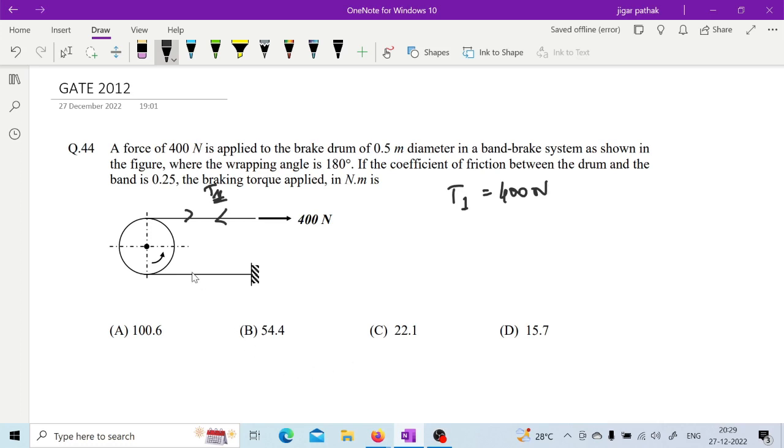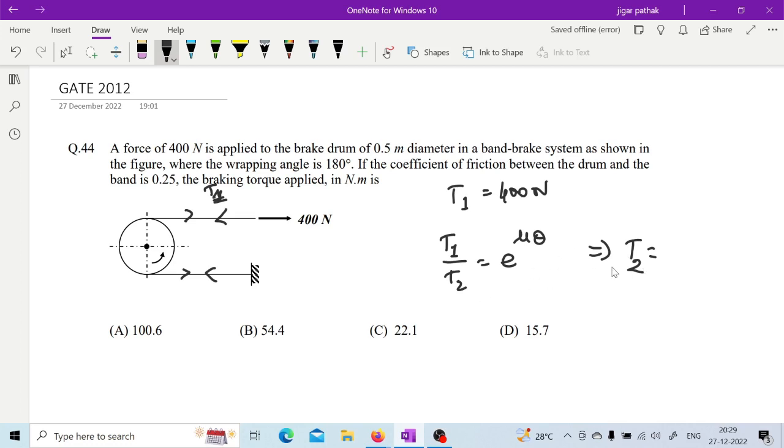So here you will have this T2. You calculate T2 from T1 by T2 is equal to T1 times e raised to mu theta. Theta is pi only, right? Mu is given as 0.25. T1 is there, so you can directly calculate T2.